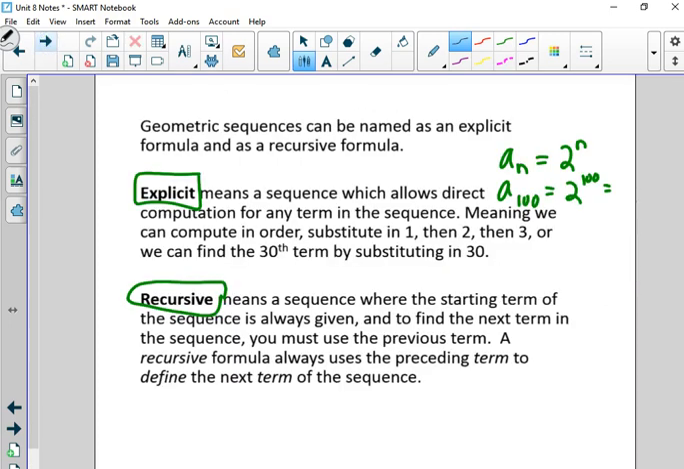All right. As we already talked about, explicit means a sequence which allows direct computation, calculating it for any term in the sequence. I want the 17th number. I want the 35th number. Okay? That's what it means. Recursive means a sequence where the starting term of the sequence is always given. You know where it starts, and then you figure out the next term and so forth.